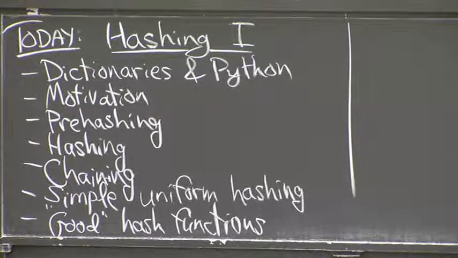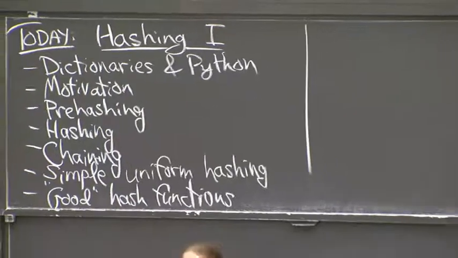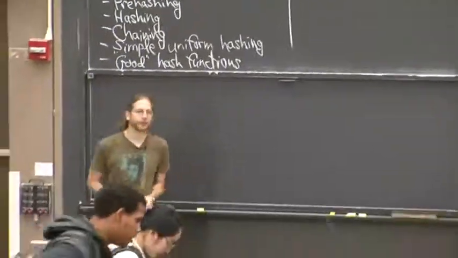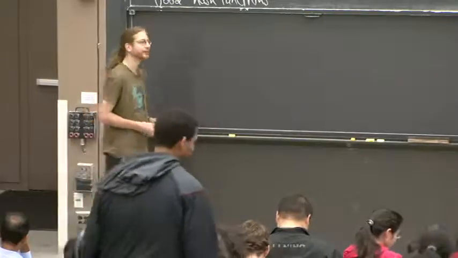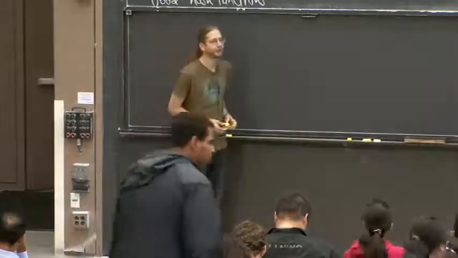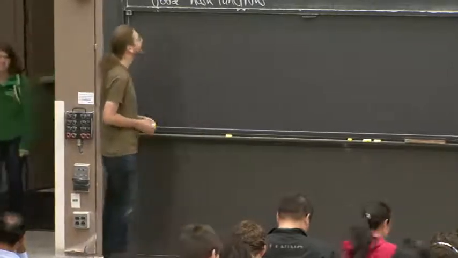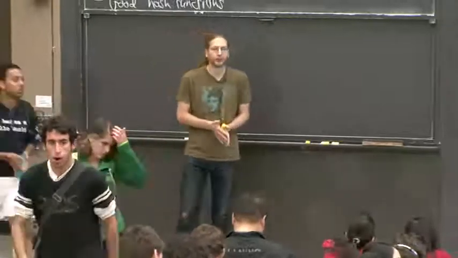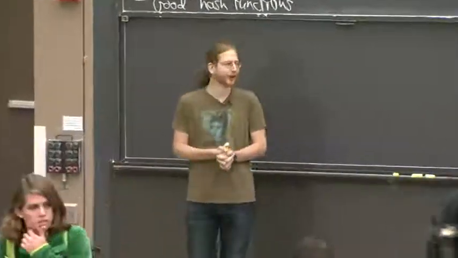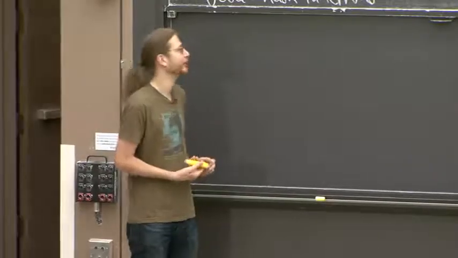Today we start a brand new section of 006, which is hashing. Hashing is cool. It is probably the most used and common and important data structure in all of computer science. It's in basically every system you've ever used, I think. And in particular, it's in Python. It's part of what makes Python fun to program in, and basically every modern programming language has it. So today is about how to make it actually happen.